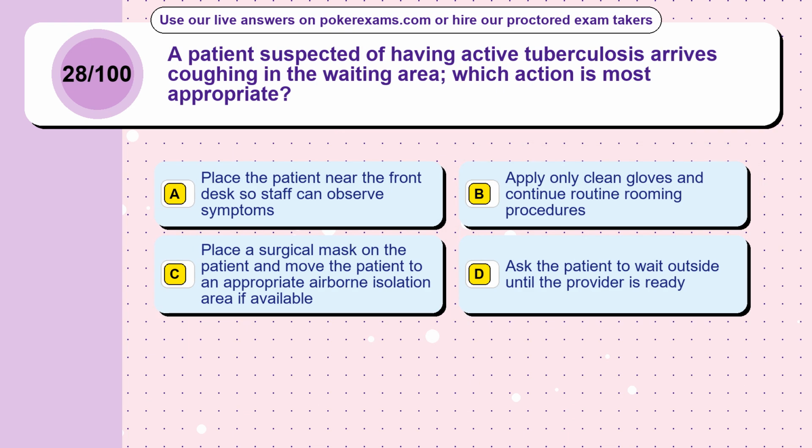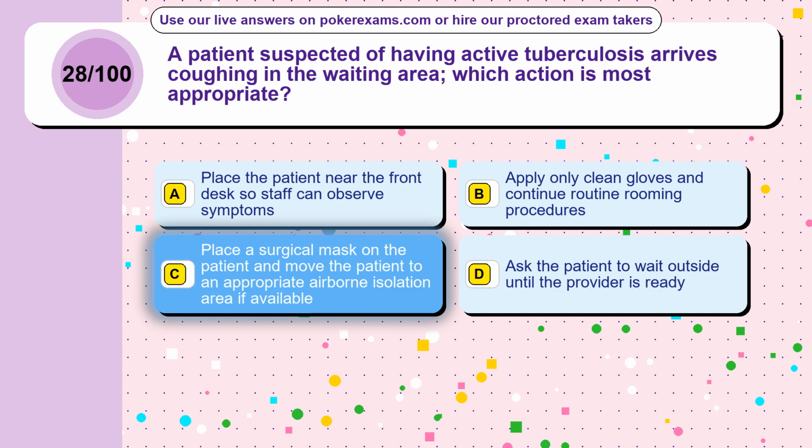Question 28. A patient suspected of having active tuberculosis arrives coughing in the waiting area. Which action is most appropriate? Option A, place the patient near the front desk so staff can observe symptoms. Option B, apply only clean gloves and continue routine rooming procedures. Option C, place a surgical mask on the patient and move the patient to an appropriate airborne isolation area if available. Option D, ask the patient to wait outside until the provider is ready.